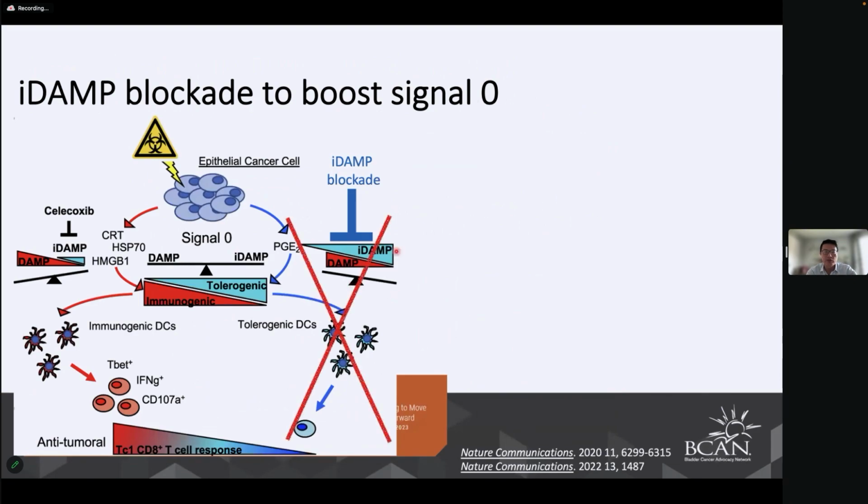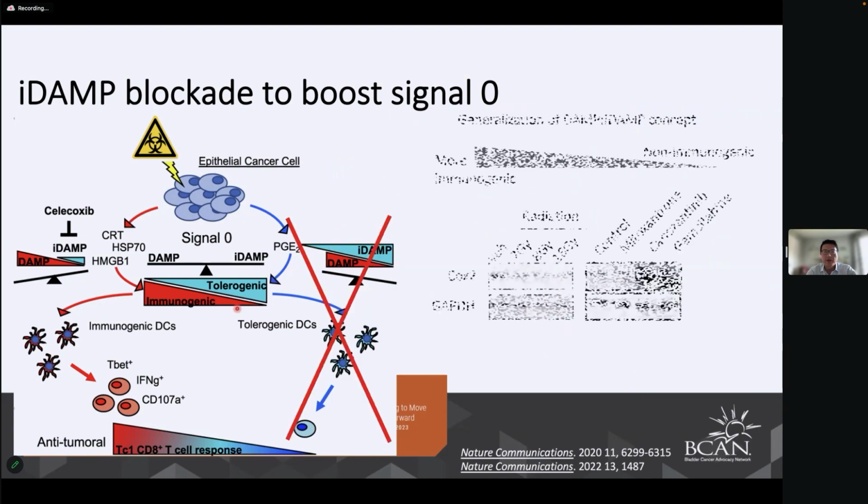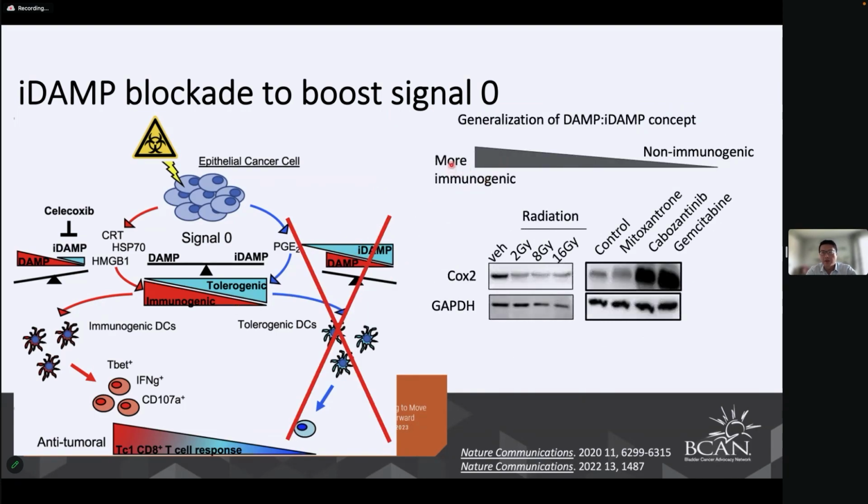So I hope to convince you that we are now moving on to an IDAM blockade strategy to try to flip the TME into an immunogenic setting that can combine with ICI and chemoimmunotherapy strategy. As I mentioned earlier, we are trying to obtain these EP2 and EP4 dual antagonists to combine with chemoimmunotherapy.